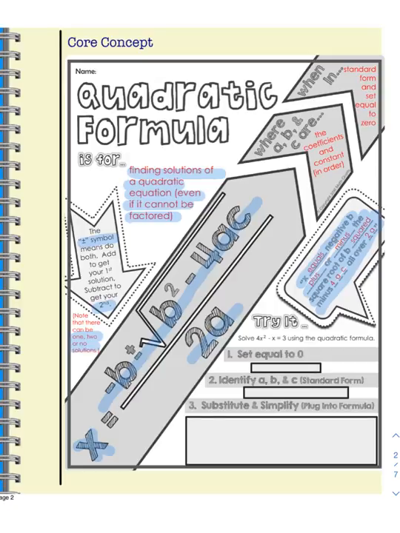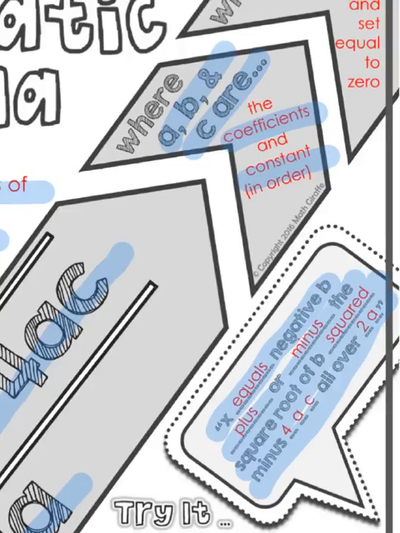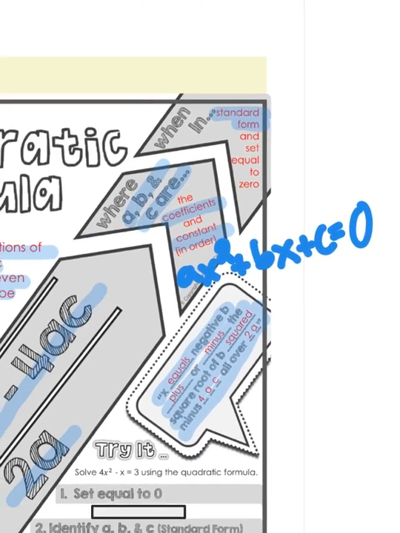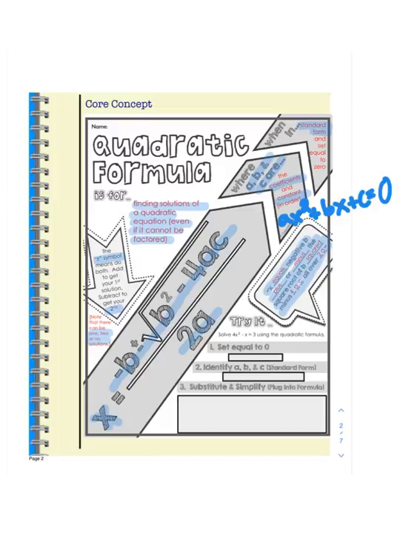So where do a, b, and c come from? Well, a, b, and c are the coefficients and the constant. So this is assuming that an equation is written in standard form and set equal to 0. Reminder, what does standard form look like? That's going to be ax squared plus bx plus c equals 0. Alright, so when it's in standard form, a and b are the coefficients and c is the constant. Alright, so let's give it a try.